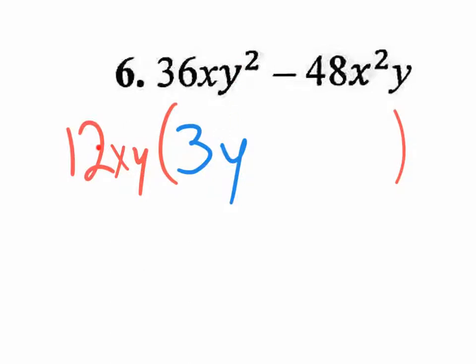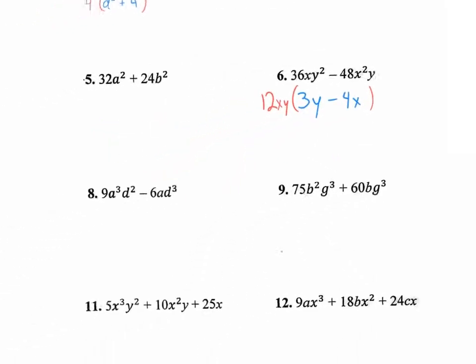Okay, now how about 12xy times what gives me the negative 48? Negative 4x. And that's all I need, right? Once again, if you go piece by piece, 12 times negative 4 is negative 48. X times x is x squared. You could put a 1 for the y, but that's pointless because 4x times 1 is simply 4x. And that's it. Let's jump to number 8.